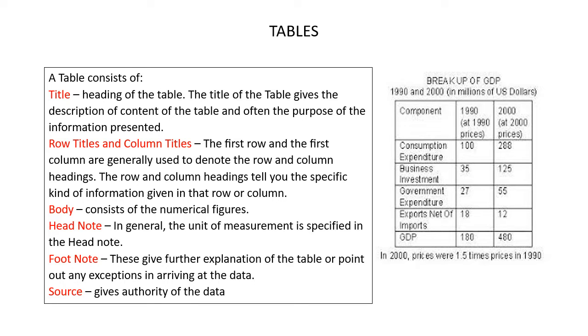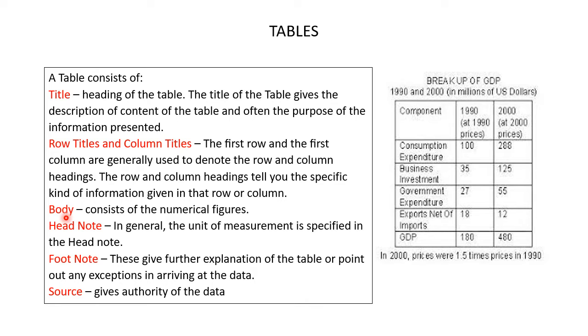Let's understand in detail about tables and what a table consists of. A table consists of a title or the heading of the table. The title of the table gives the description of content of the table and often the purpose of the information presented. A table also consists of row titles and column titles. The first row and the first column are generally used to denote the row and column headings. The row and column headings tell you the specific kind of information given in that row or column.